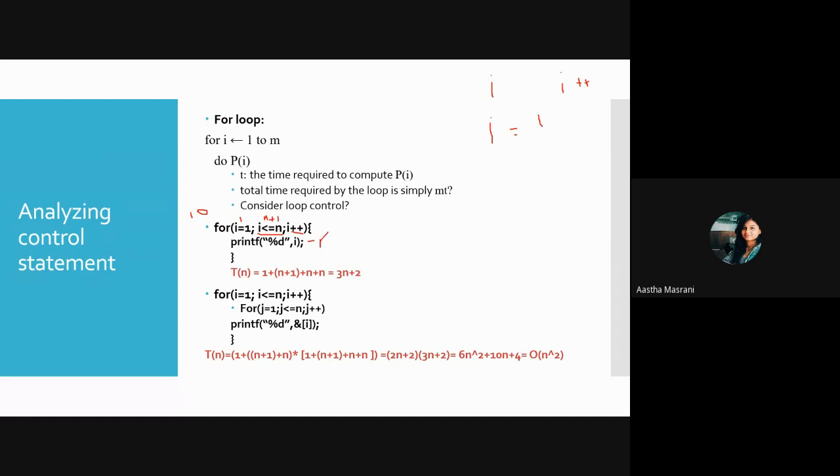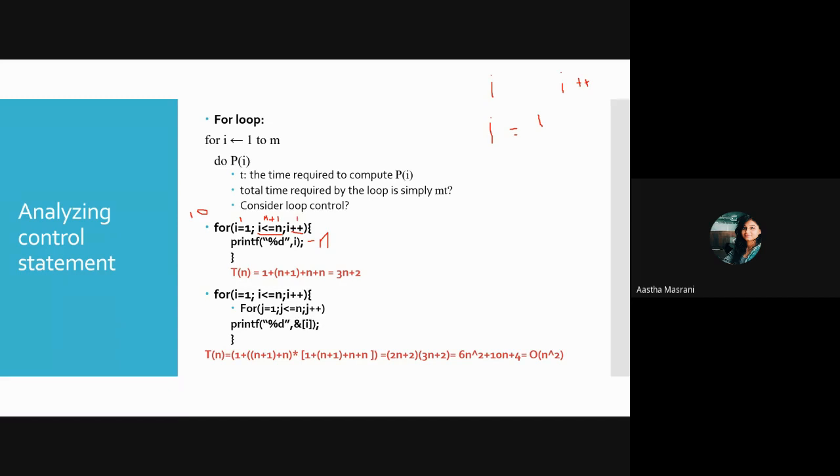So it is also n times. Again, when i is equal to 2, at that time the condition will be true. So again the printf statement will be running and i++. When it is 3, the condition will be true and i++. So i++ will also be running n times.